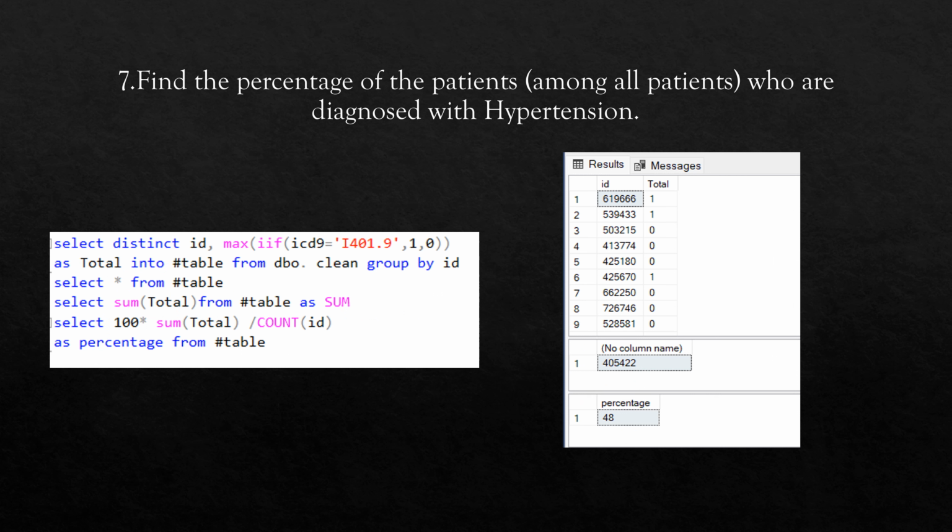Now coming to the last question, it says to find the percentage of patients among all patients who are diagnosed with hypertension. So for this, we find the percentage of patients diagnosed with hypertension by examining specific ICD-9 codes. In our case, it's I401.9. Now, this information can be crucial for understanding the prevalence of hypertension in the dataset.